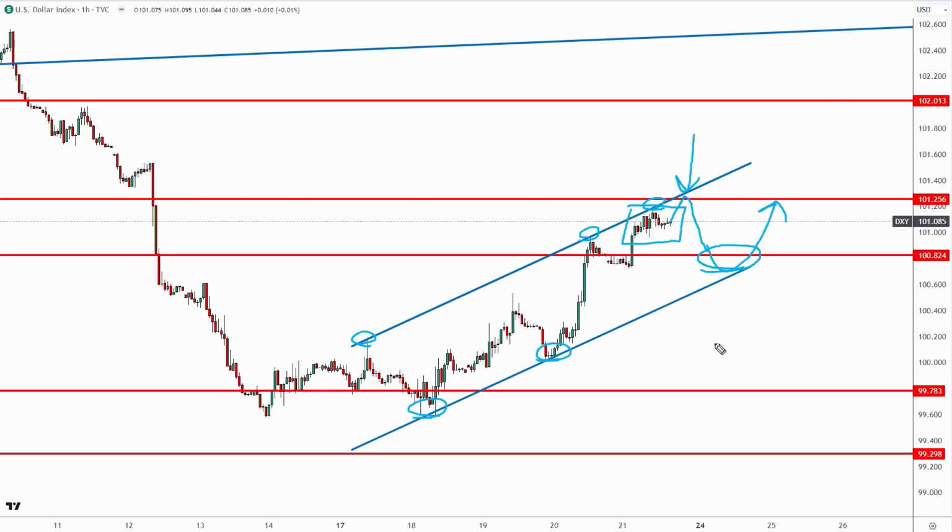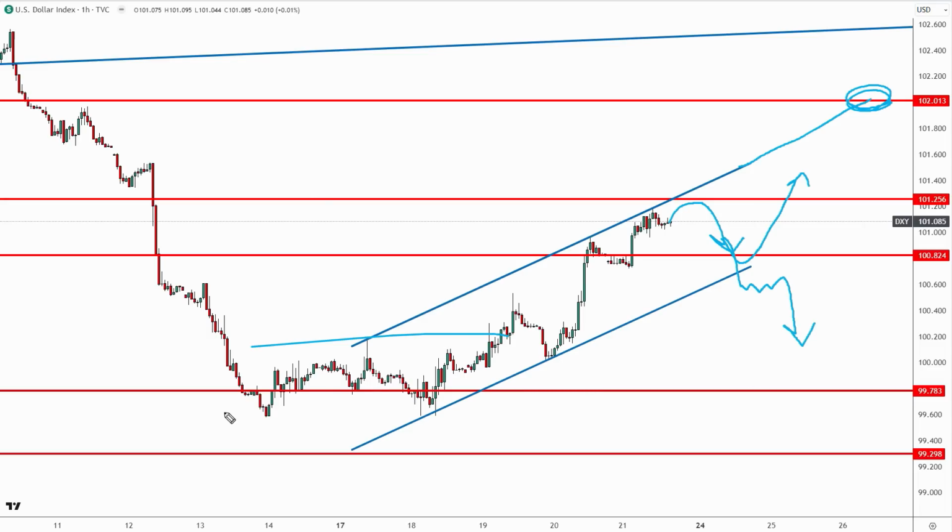So the two scenarios I'm watching here for the DXY: in either case, I think we get the pullback down here toward 100.8, but then from there, it's going to be a matter of, do we see the bounce back here toward the highs, potentially the top of this channel up there around 102, or do we get that rotation lower, the sustained break below here for that move back toward 101?